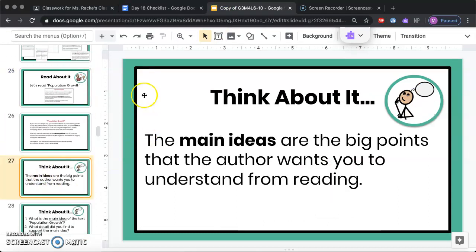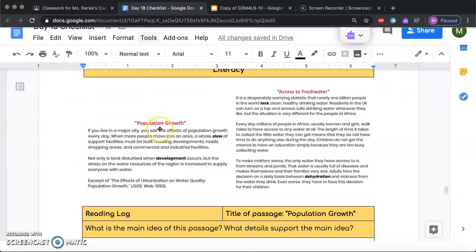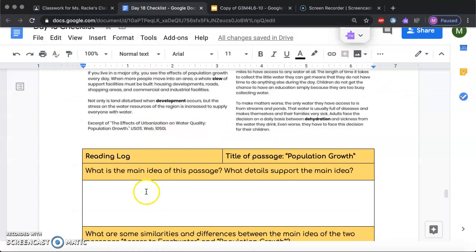So think about it. The main ideas are the big points that the author wants you to understand from reading. So you're going to be thinking about the main idea of population growth and a detail that supports that main idea and helps you determine it. When you find it, you're going to be answering it on your day 18 checklist.